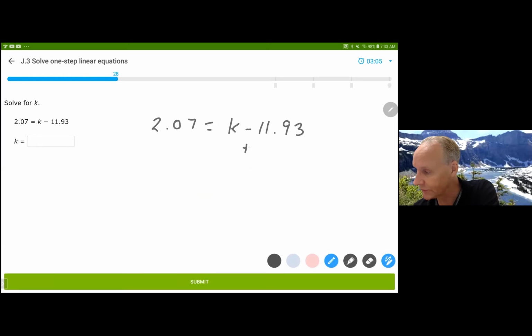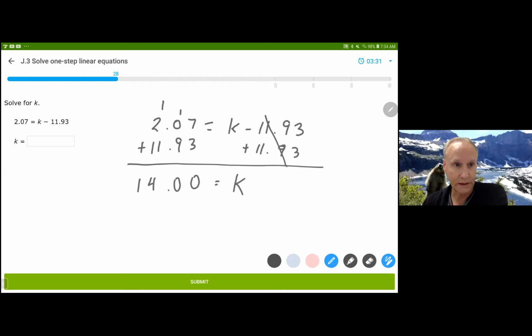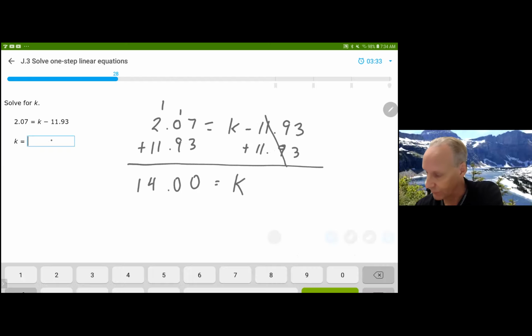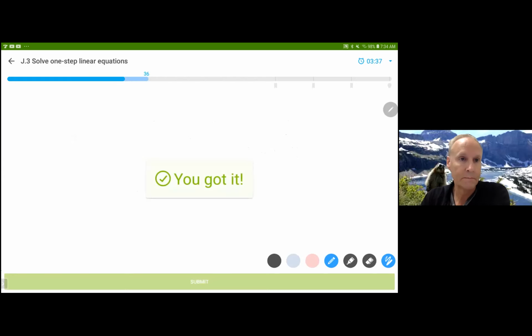I'm going to add 11.93 to both sides. Notice I tried to line up the decimals. This gives me 0. And k is by itself over here. And on this side, I have a 0 and I'll carry the 1, and a 0 and carry the 1. And we have 13, 14.00. Now I can just simply put 14. It works just fine.